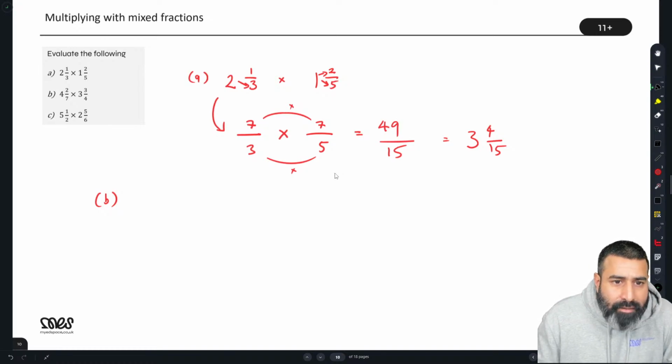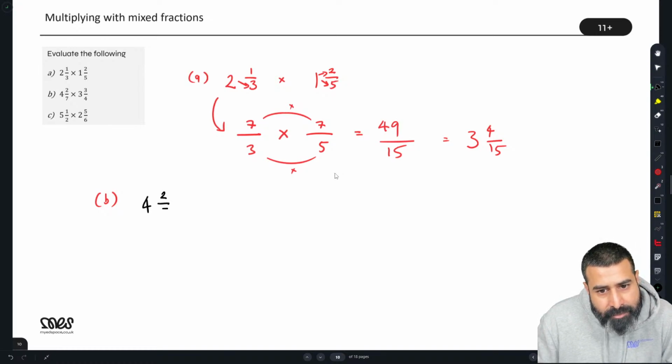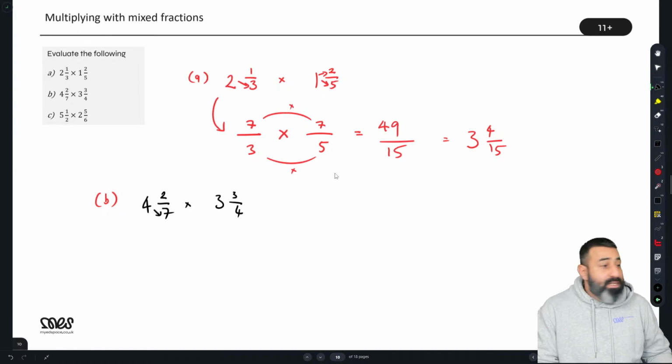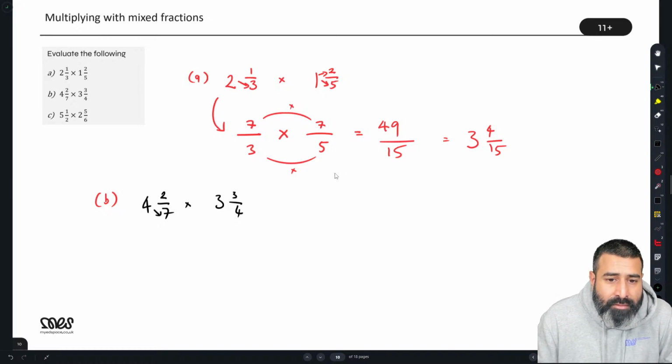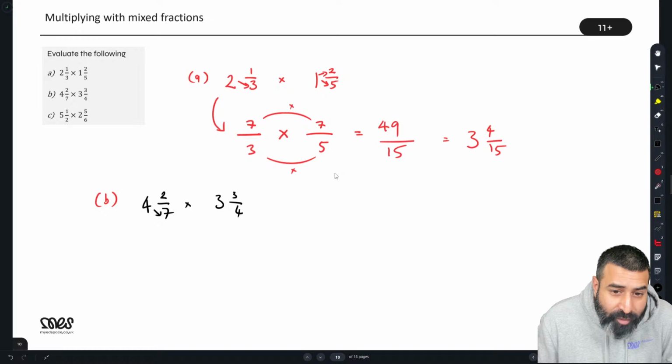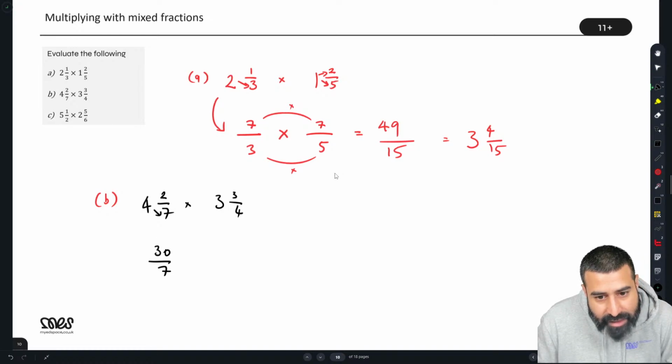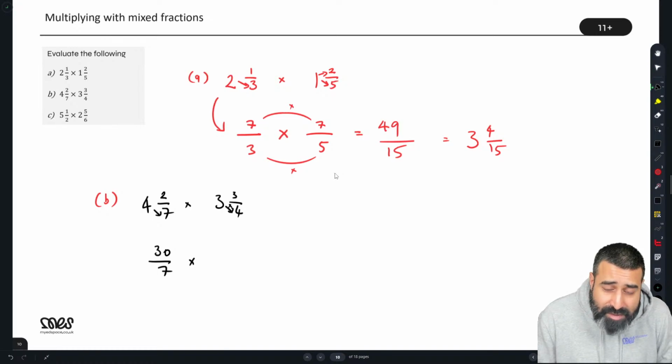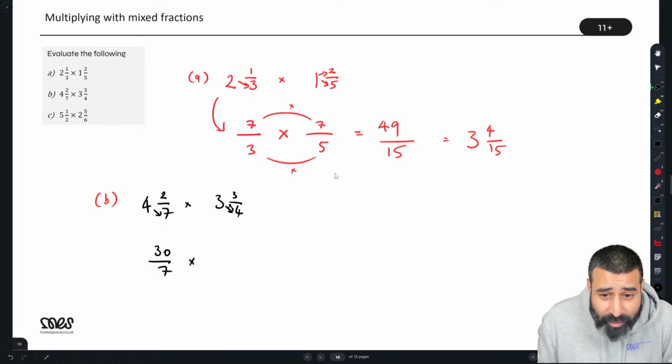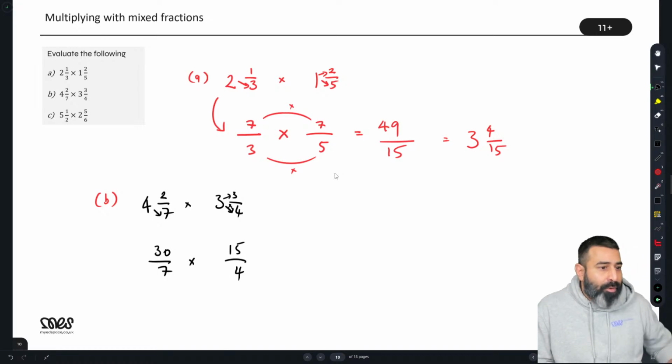Let's have a look at this one. So tell me what to do in the chat, please, guys. Okay, what are we going to do here? We need to convert these mixed numbers into improper fractions. So, 4 times 7 is 28, plus the 2, which is 30 over 7. We're going to multiply 3 and 4 together, which is 12, plus 3, which is 15. So we're going to add on the 3 over 4.